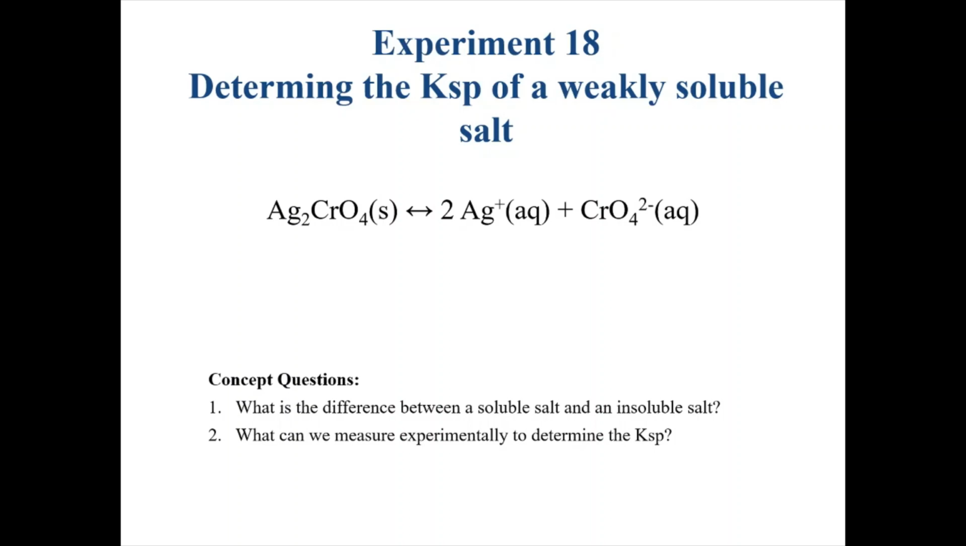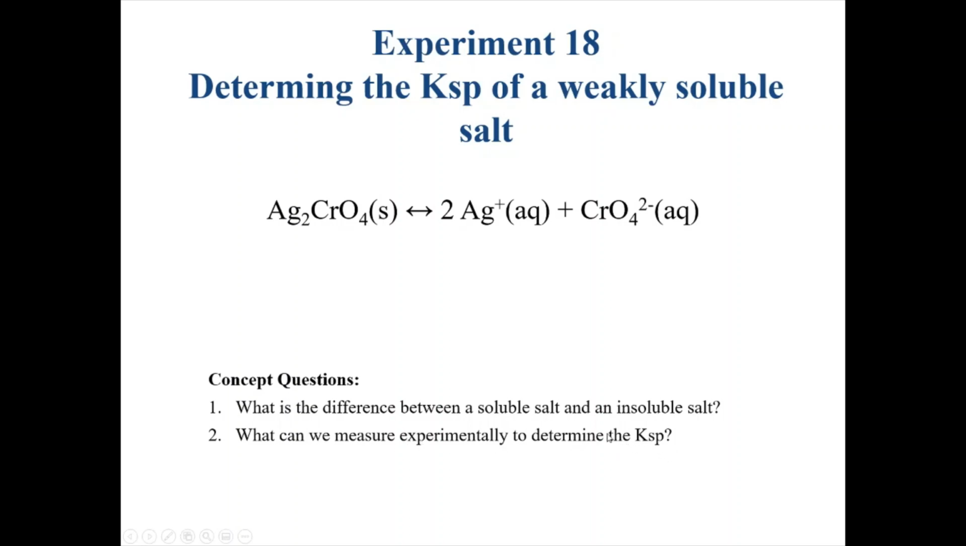Normally the cutoff for solubility is at around 1%. Anything that's over 1 to 2%, you might consider to be somewhat soluble. Anything less than 1 to 2%, you generally consider to be insoluble. So when we say that silver chromate is an insoluble salt, what we're really saying is that it's very weakly soluble. And then the next question is, what can we measure experimentally to determine the KSP?